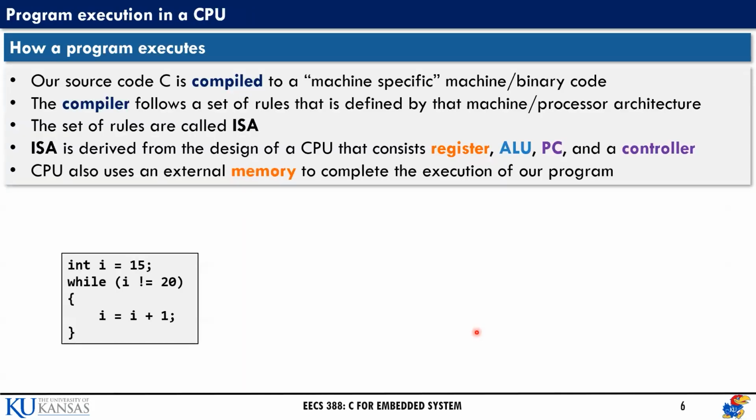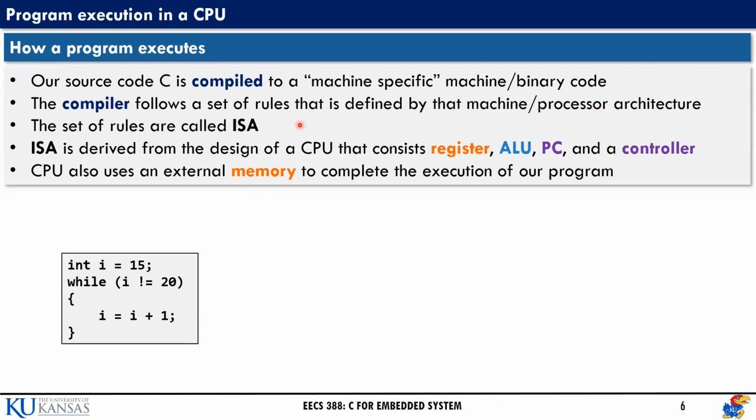Now, let's talk about how a program executes in a CPU. As we already know, our C source code is compiled to a machine-specific binary code, and when our compiler generates the machine code, it follows a set of rules. We call those rules the instruction set architecture, or ISA. And that rule is defined by the machine or the processor architecture.